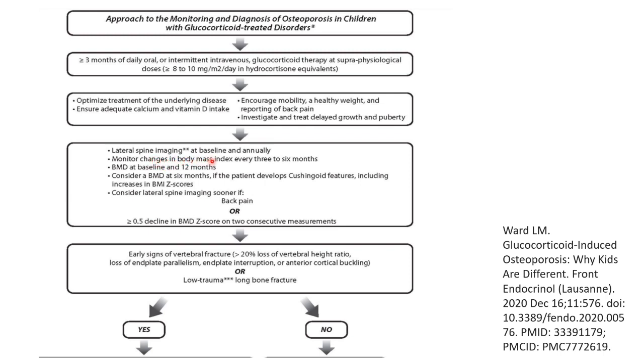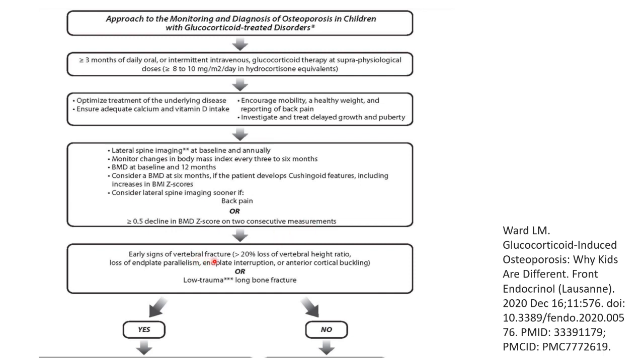Lateral spine imaging at baseline and annually. Monitor the changes in BMI every 3 to 6 months. BMD at baseline and 12 months needs to be done. Consider a bone mineral density at 6 months if the patient develops Cushingoid features, including an increase in BMI Z scores. Consider lateral spine imaging sooner if there is back pain or if there is more than 0.5 decline in BMD Z scores on 2 consecutive measurements.